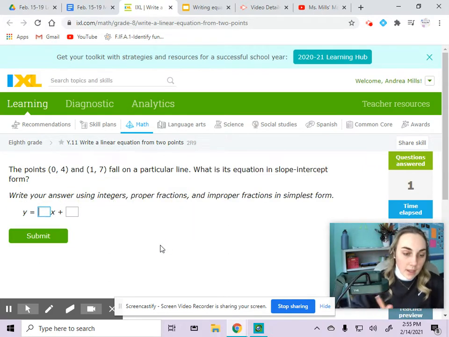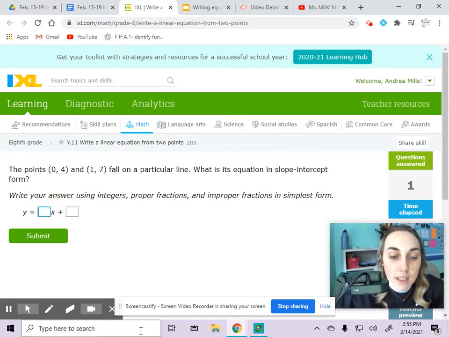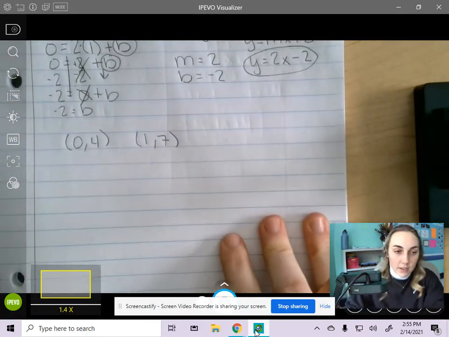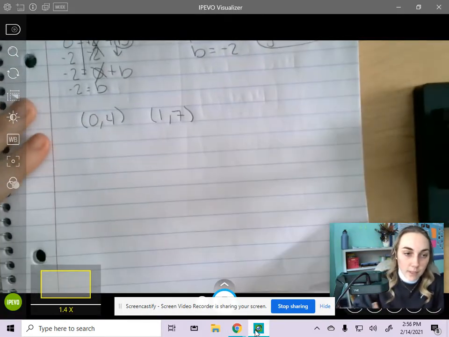So same thing. We have our ordered pairs. We need to find the slope first, and then substitute our points in to find the y-intercept. So let's do that real quick. Here's our next one. Okay.